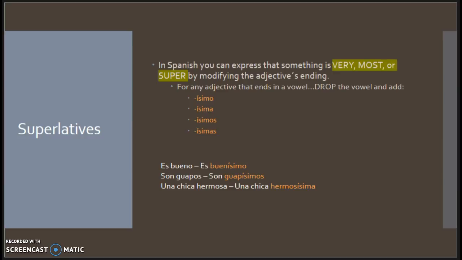So if the noun that they're describing or the person that they're describing is masculine singular, use the corresponding ísimo. Feminine singular, ísima. And then the plural forms also. So instead of saying that something is just good, it is very good, es buenísimo. Instead of saying that they're good looking, son guapísimos, they are super good looking. And instead of saying that the girl is pretty, una chica hermosísima is the most pretty, the prettiest girl.